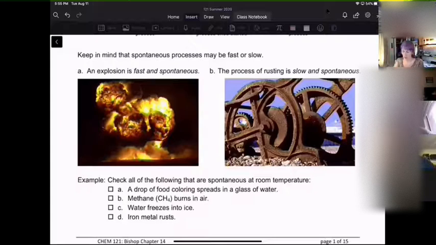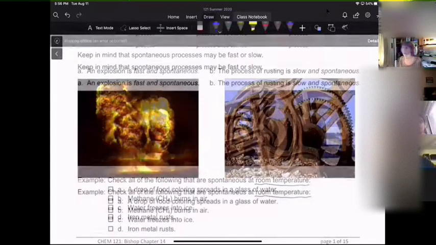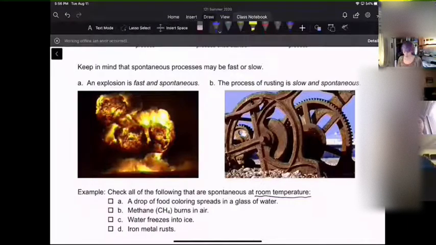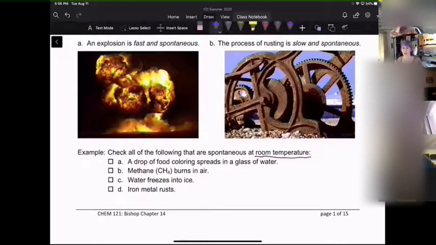So let's take a couple minutes to think about these examples here at room temperature. And that's an important part of it. We want to make sure that we're talking about room temperature. So a drop of food coloring spreads in a glass of water. True or false? Is that spontaneous at room temperature? Yeah, that one is. You put it in water and it'll spread out.